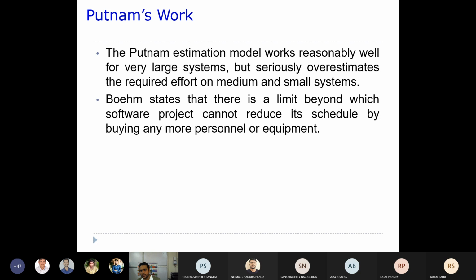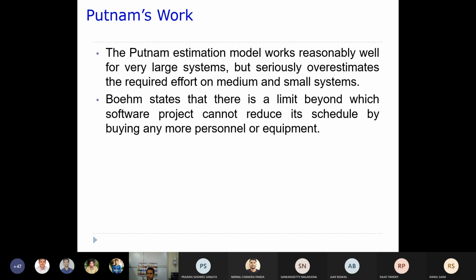Boehm states that there is a limit beyond which the software project schedule cannot be reduced by buying any more personnel or equipment. So you cannot reduce to whatever extent you want. There is always a limit. As I said, if the project should be developed in 1 year, you can reduce it to maybe 8 months or 6 months, but you cannot reduce it to 1 month.